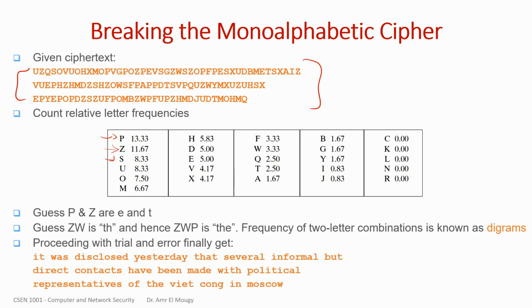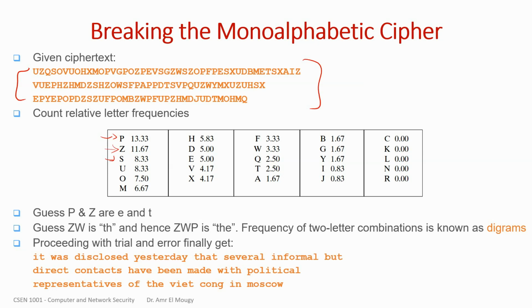So what you can do here is assume that P and Z are E and T. The letters P and Z in the ciphertext correspond to E and T in the plaintext. Someone might say, well, this is not guaranteed. The answer is yes, it's not guaranteed. It might be that P corresponds to T and Z corresponds to E, or the opposite. You cannot actually be sure because it might be a matter of coincidence. What you can only do here is guess. So you can guess that P corresponds to E and Z corresponds to T.